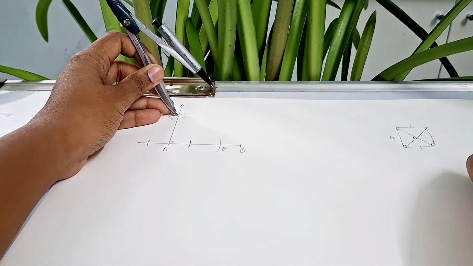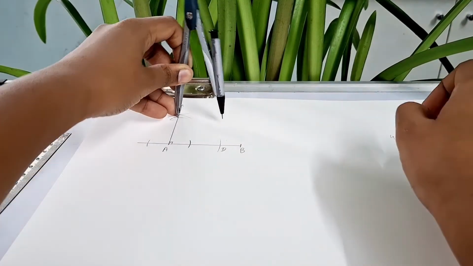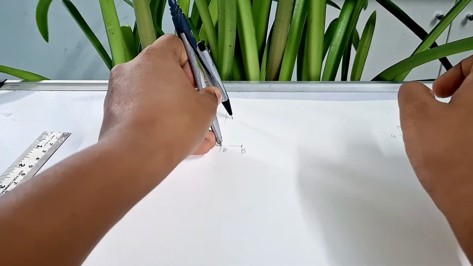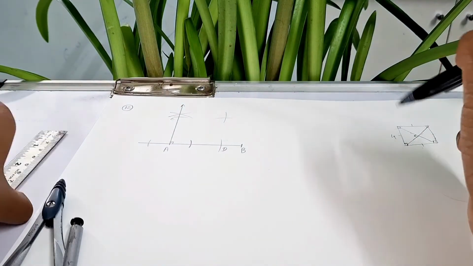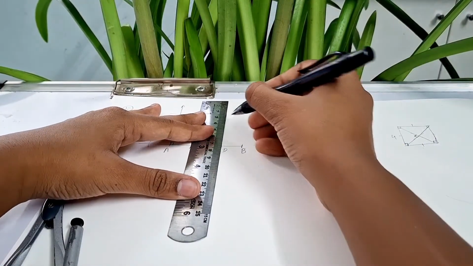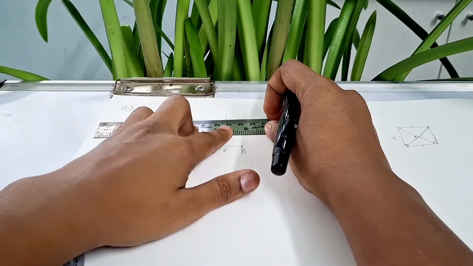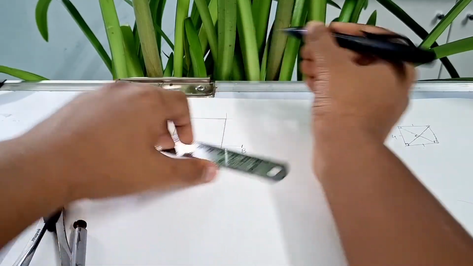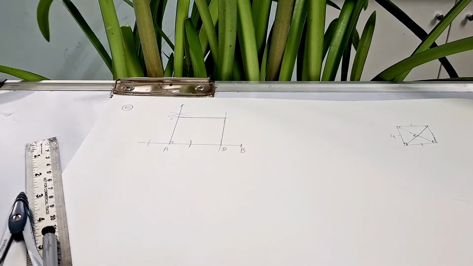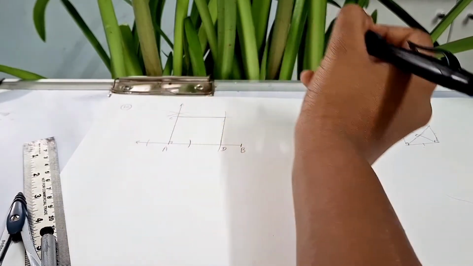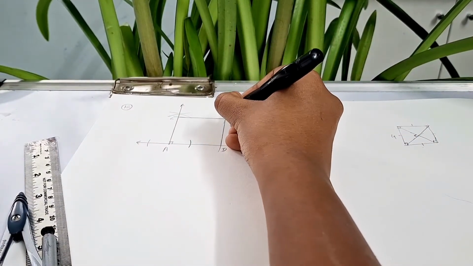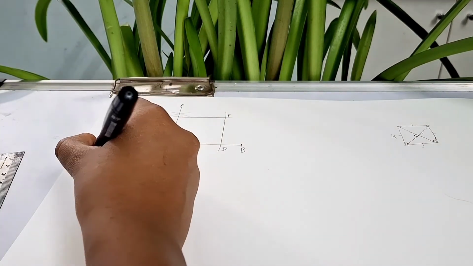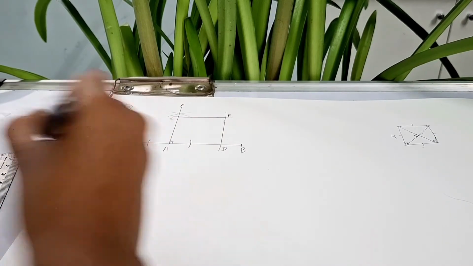Now from point C, without changing the radius, with 4 centimeter radius only, I will draw another arc, and the same from point D, I will draw one more arc. Now I will join all the points to form a square. The construction has been completed. Labeling all the points in your construction is a very important step. Do not forget. Now moving further to construction number 13.